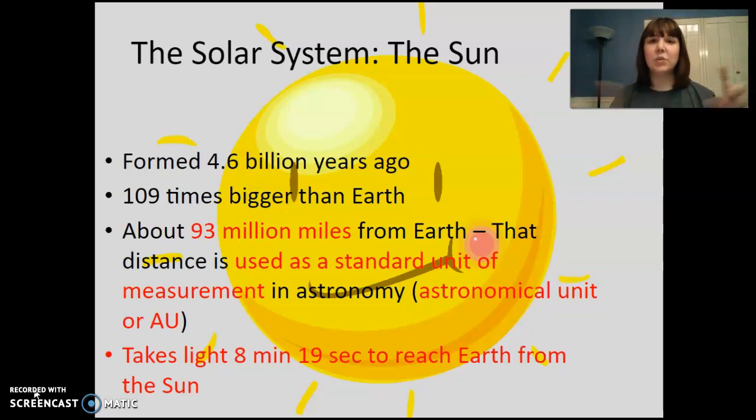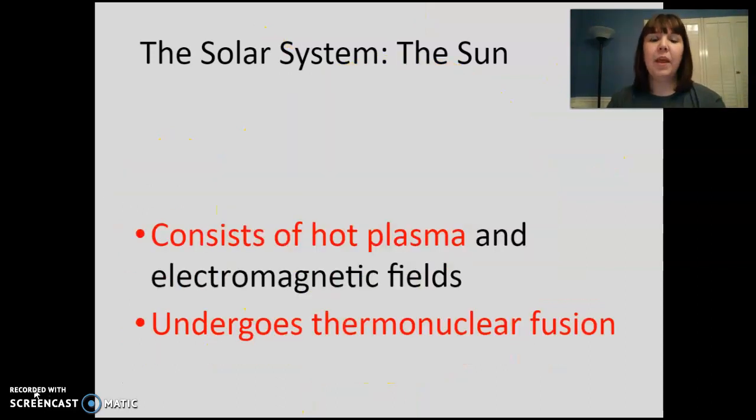With that distance, once light is emitted from the sun, even traveling at the speed of light, it still takes a little over 8 minutes for light to reach us from where it was emitted by the sun. So the sun itself is made of hot plasma and electromagnetic fields. Lots and lots of energy blowing around in there.